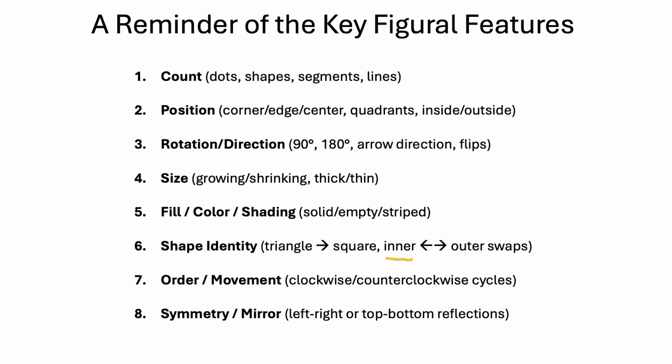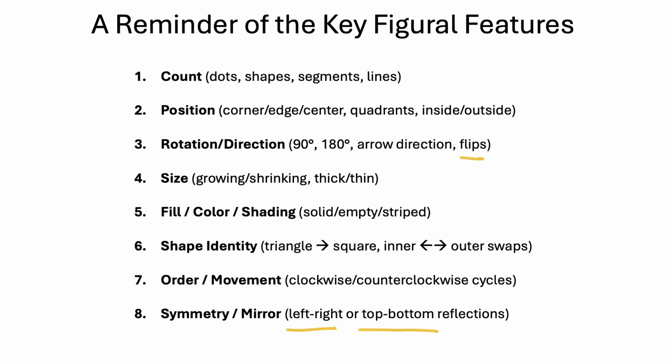So what was an inner shape can become an outer shape and vice versa. Then we have order or movement. So this can be clockwise or counterclockwise cycles most commonly, and there's a bit of overlap here with the position and the rotation. These are somewhat interconnected. And then we have, last but not least, symmetry or mirror. So left, right, or top, bottom reflections.